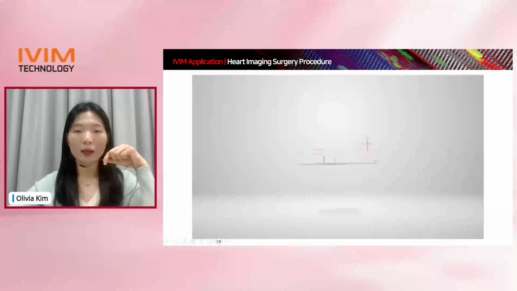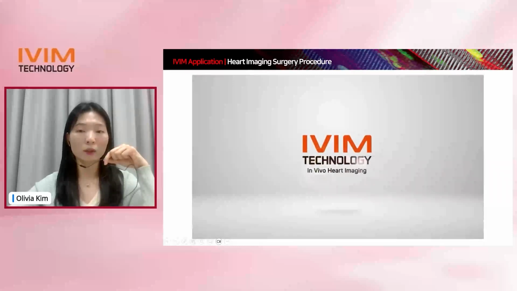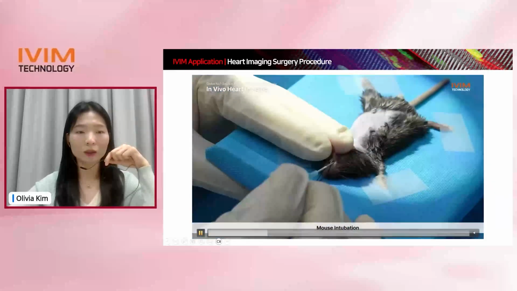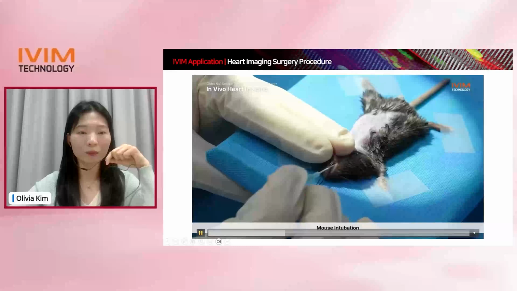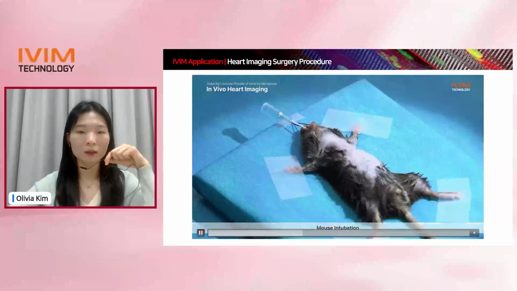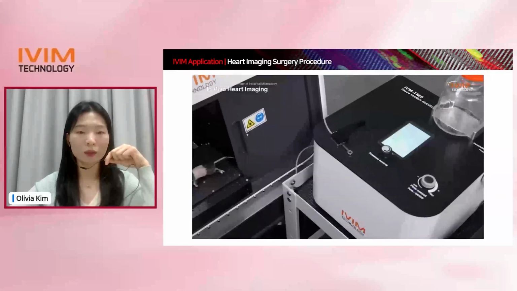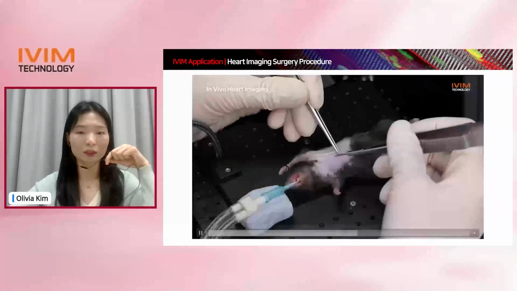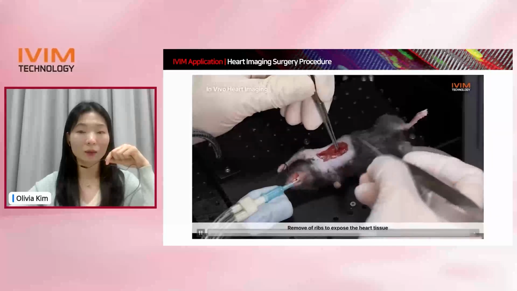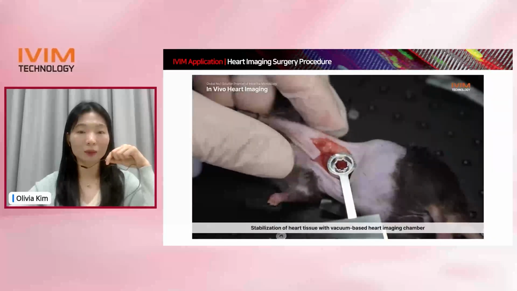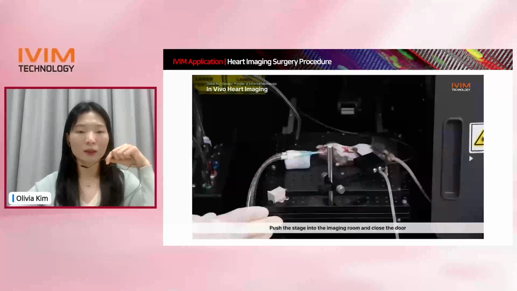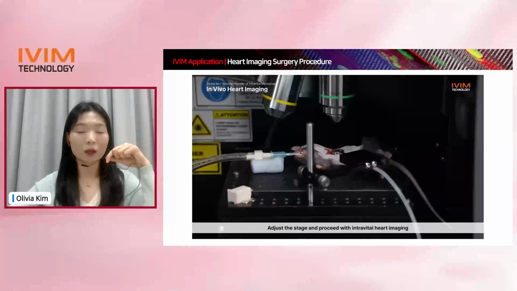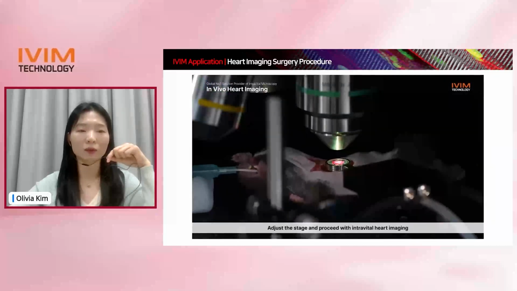Now I will show you a video of the heart imaging surgery procedure. So first, the mouse is intubated with a catheter. Then the mouse is mounted on the stage in the imaging room. This is the tissue motion stabilizer, and the ventilator is connected for stable respiration. The skin is cut, and the ribs are removed to expose the heart. The chamber is positioned to stabilize the heart, and after that, the door is closed, and the stage is adjusted for optimal positioning. Finally, imaging is performed.